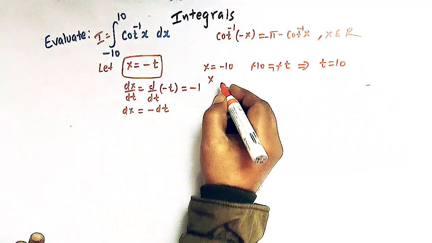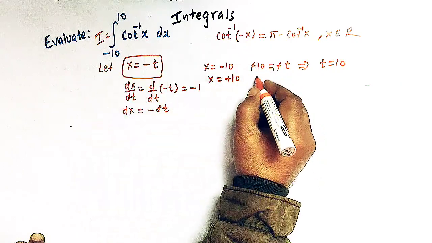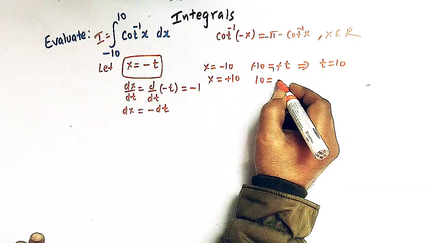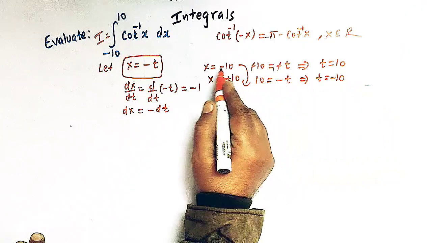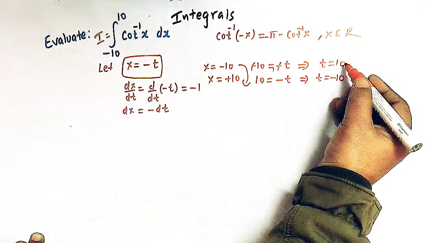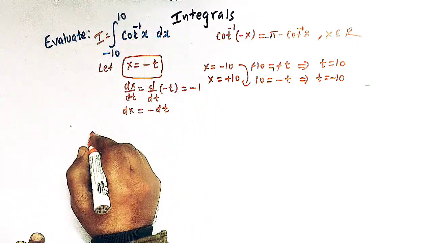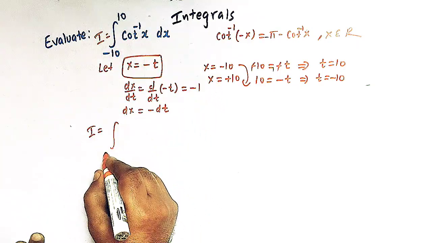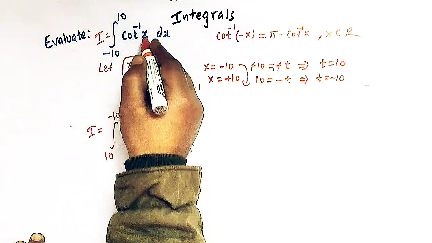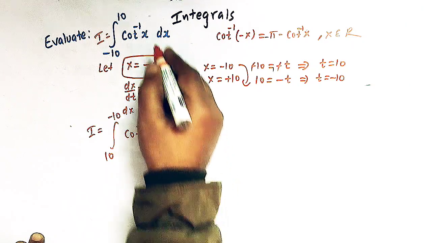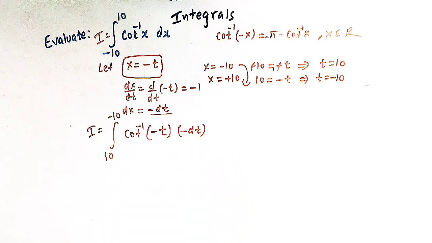And when the upper limit is plus 10, then the corresponding value of t is given by 10 is equal to minus t, so t is minus 10. So when x varies from minus 10 to 10, t varies from 10 to minus 10. So let us now write this integral I in terms of t. So we have here 10 to minus 10, and cot inverse of x is minus t, and for dx we can now write here minus dt.